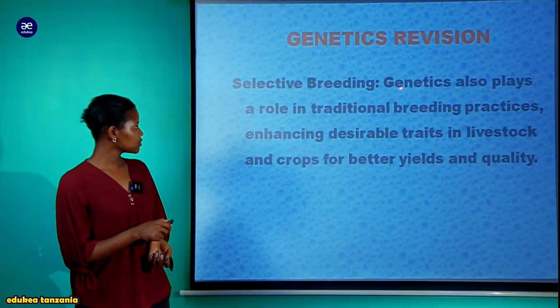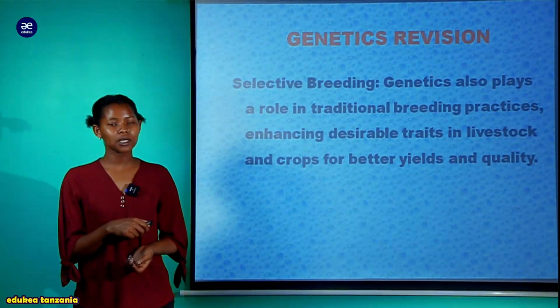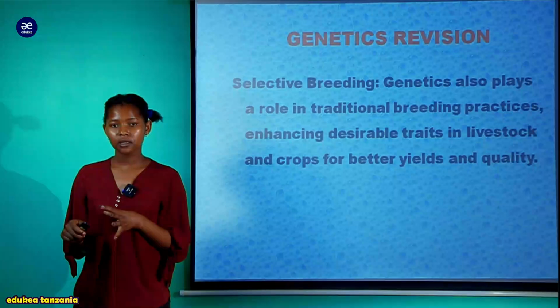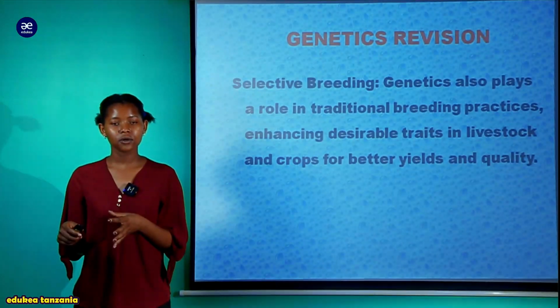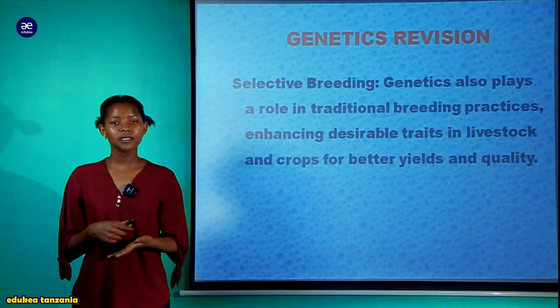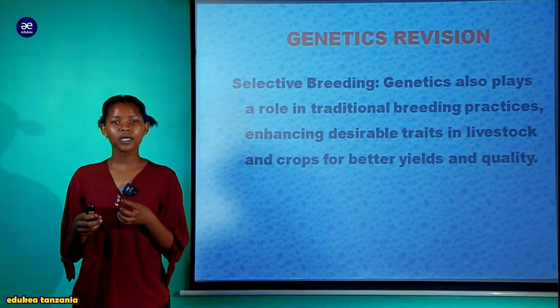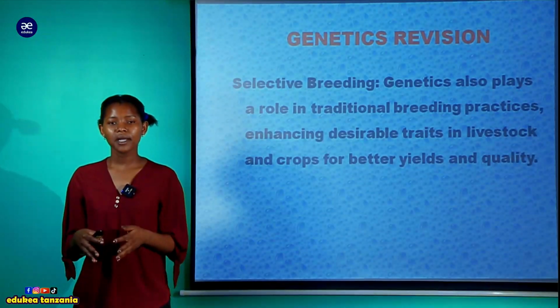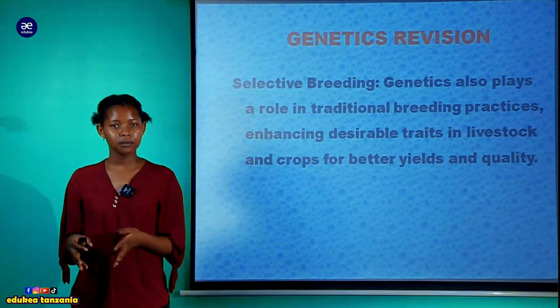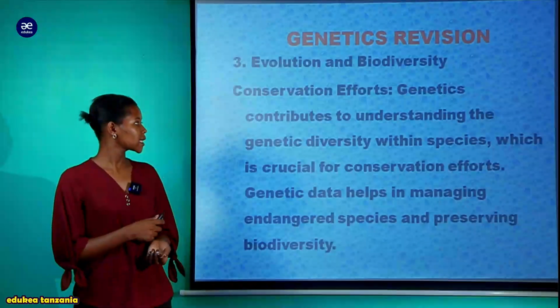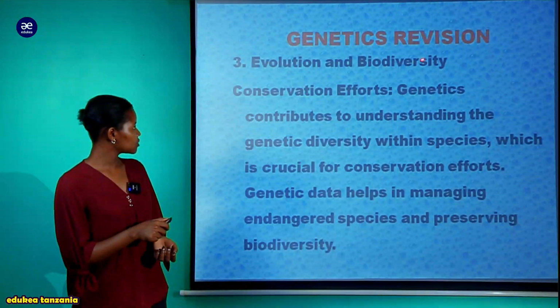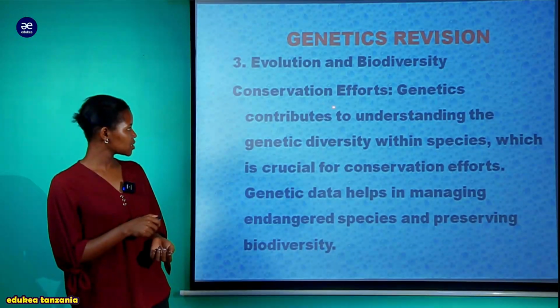Again, you can see selective breeding. Here we are talking about livestock breeding. The stock keepers, they may apply this breeding to get the animals of their quality in terms of meat, maybe milk, and so forth. Again, it's all about evolution and biodiversity conservation efforts.